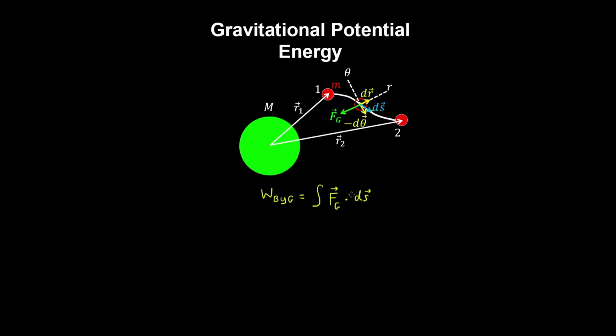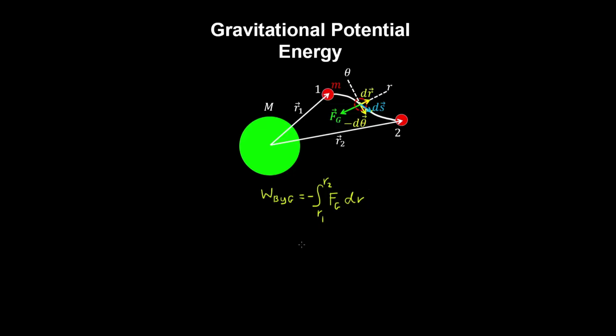And we can write this dot product in scalar form if we resolve the displacement vector along the radial and theta directions. So the gravitational force only does negative work in the radial direction, which we can rewrite as follows. And now we can integrate from R1 to R2.